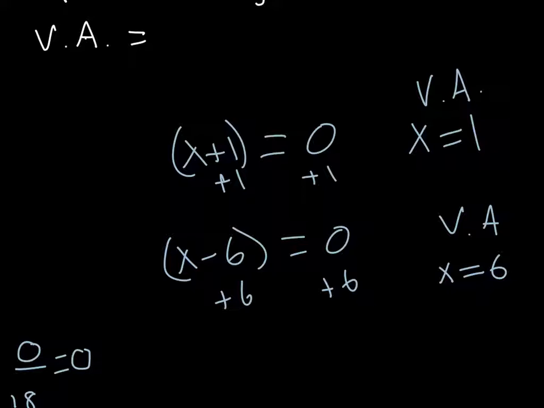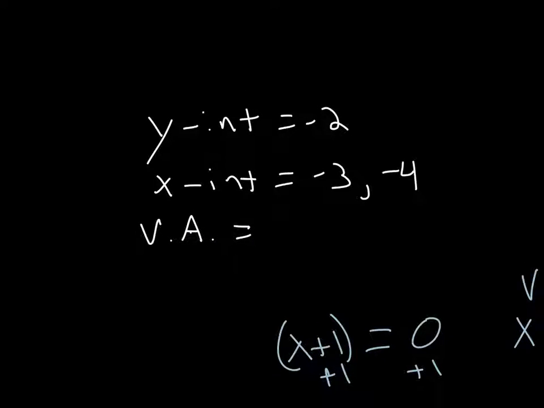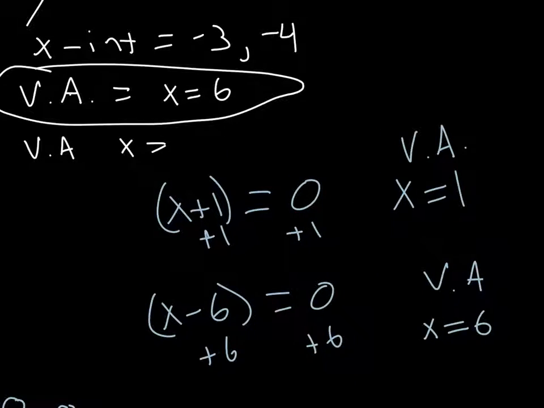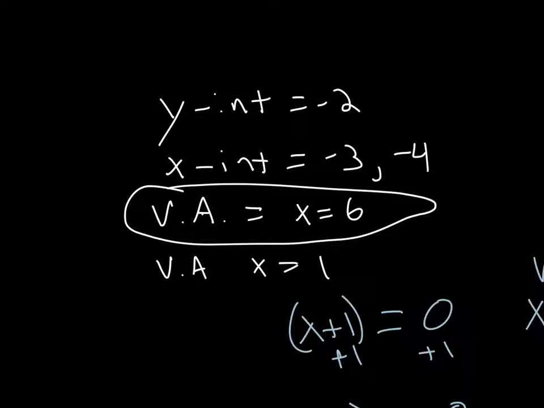Okay, so our final answer, vertical asymptote, and let's just do this. X equals 6. And it's okay to write it this way as long as you identify that it is a vertical asymptote at x equals 6. Another vertical asymptote at x equals positive 1. Okay, so as long as you write that it is a vertical asymptote, you can write x is equal to 1. Whereas this means something different. You're identifying the x-intercept at these two values.